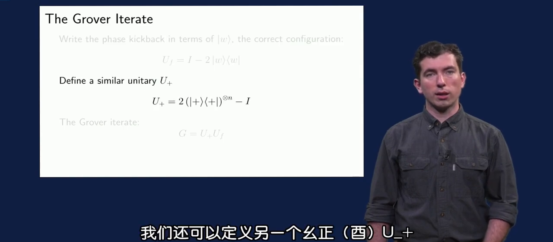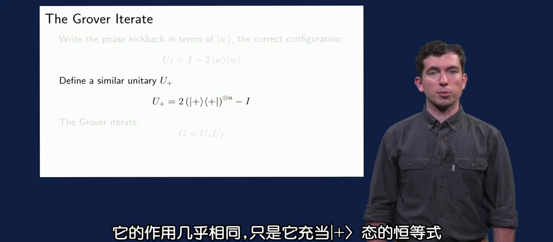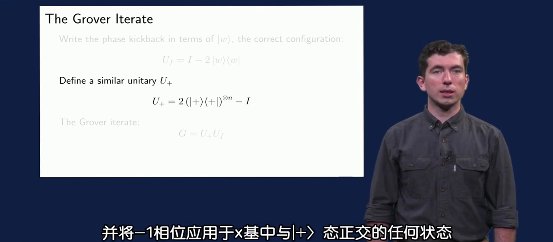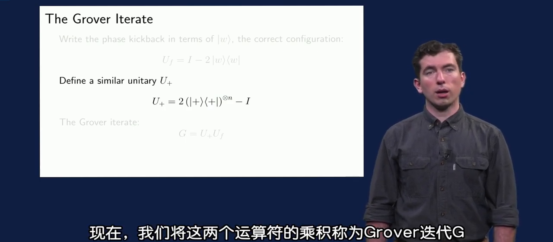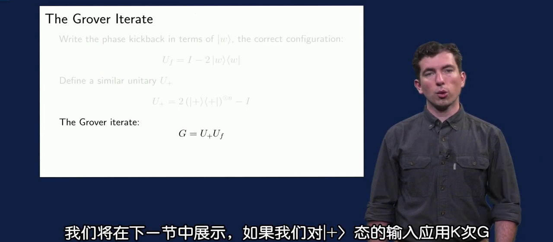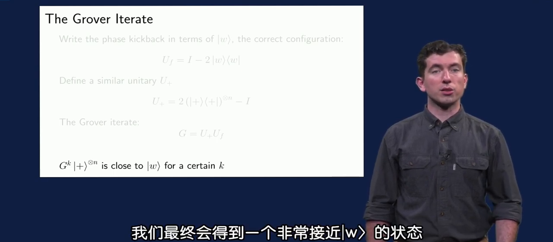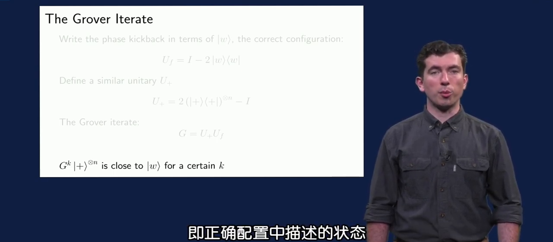We can also define another unitary U+ that does almost the same thing, except that it acts as the identity on the all plus state and applies a -1 phase to any state orthogonal to the all plus state in the X basis. Now we're going to take the product of these two operators and call it the Grover iterate G. We're going to show in the following section that if we apply G k times to the all plus state as an input, we end up with a state that's very close to W, the state describing the winning configuration.